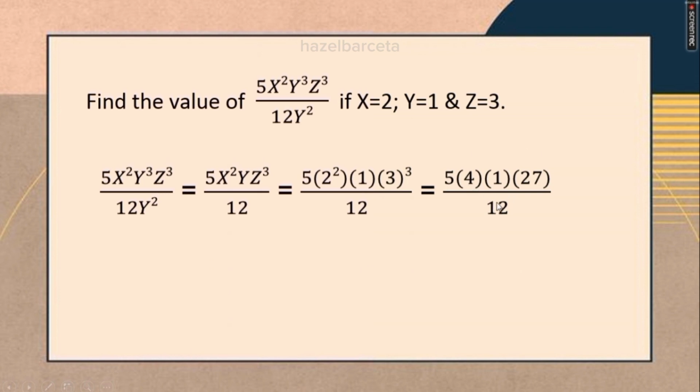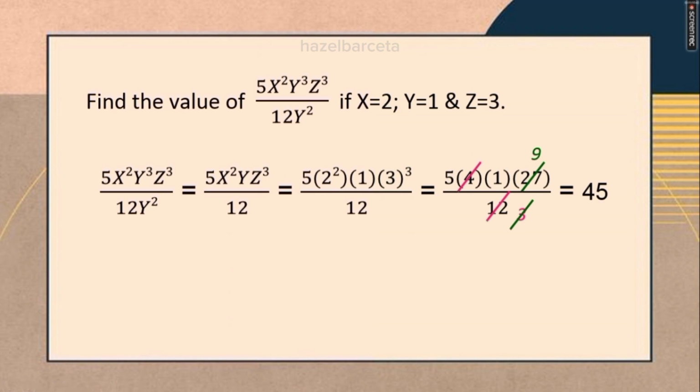So, simplify natin 4. Si 12 ay divisible by 4. Therefore, 4, 4. 12 divided by 4 is equal to 3. So, 3. 3 na lang yung remaining. 27 divisible by 3. Yes. So, 27 divided by 3 is equal to 9. So, ang remaining natin, 5, 1, and 9. 5 times 1 is 5. Times 9 is equal to 45. So, that is the answer.